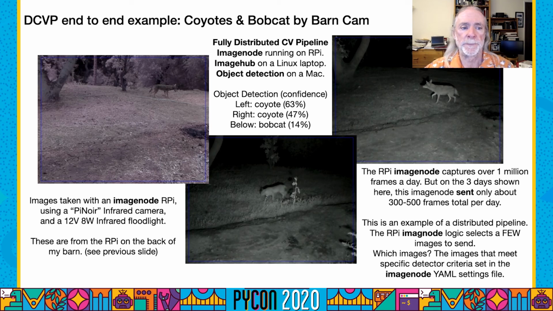It's kind of fuzzy. The images were taken with an Imagenode Raspberry Pi that was using a Pi Noir infrared camera and a 12-volt, 8-watt infrared floodlight. That Raspberry Pi captures 1 million images a day. But on the 3 days shown here, it only sent about 300 to 500 frames a day. That's an example of a distributed pipeline doing what it needs to do. It's sending only the images that matter and not cluttering up the network with images that don't. So some of the detection is done on the Raspberry Pi, and further detection is done on the Linux and Mac computers.